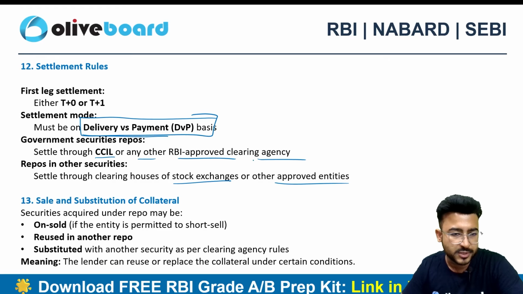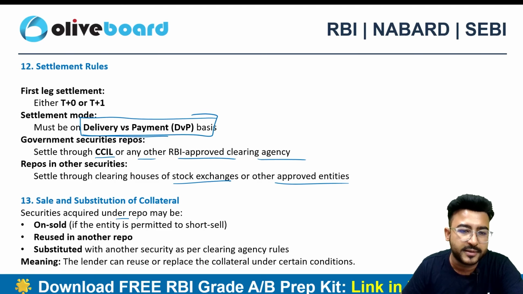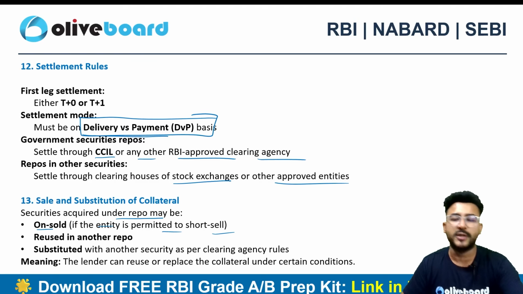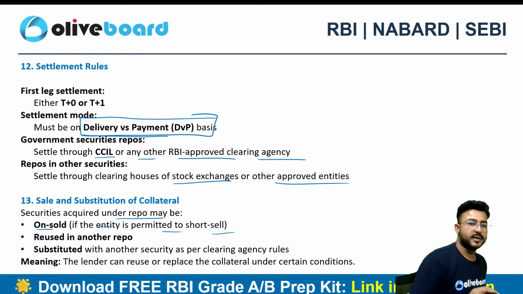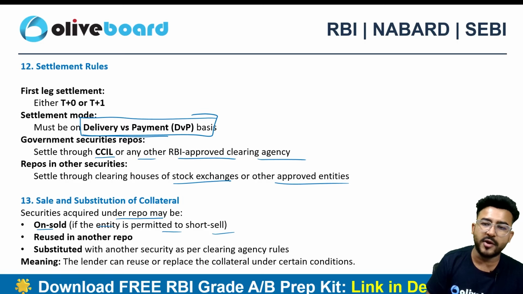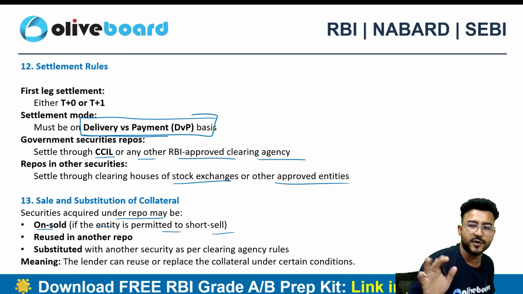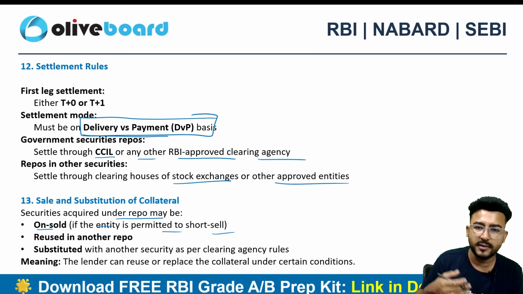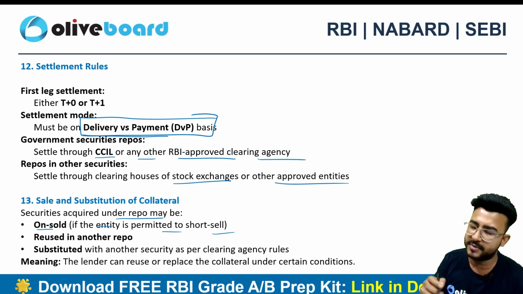Sale and substitution of collateral. In the sale and substitution of collateral, securities acquired under the repo may be sold on if the entity is permitted to short sell. The simple meaning is, the bank gave security to the Reserve Bank of India. Can the Reserve Bank of India sell the securities for a temporary period of time? Yes, they can do it if the entity is permitted to short sell based on the agreement.